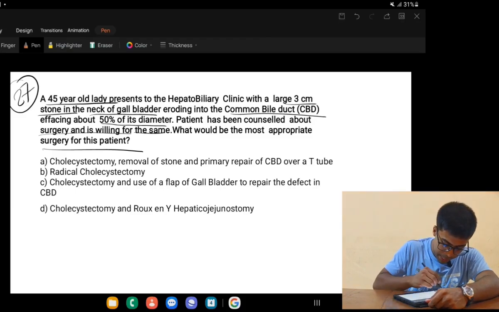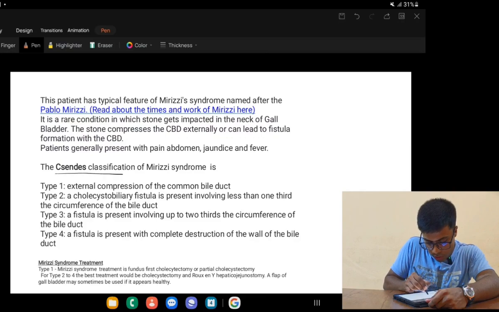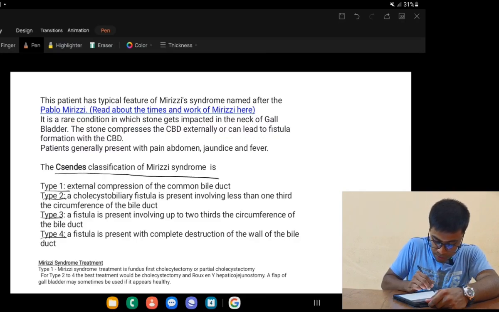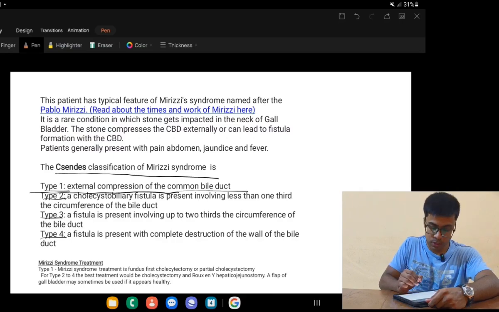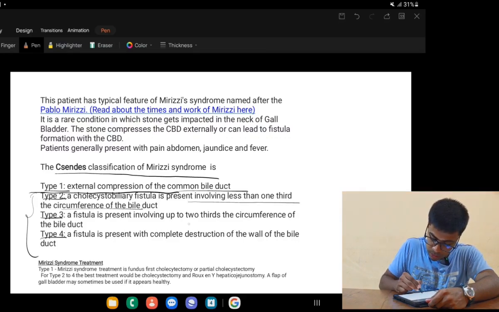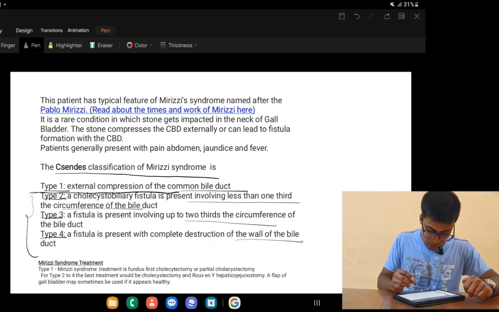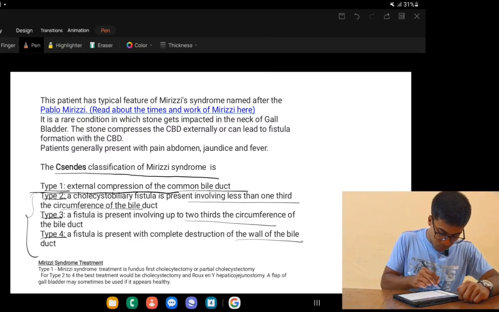So you should know the grading before solving this question. That is the Csendes classification of Mirizzi syndrome: type 1, type 2, type 3, and type 4. Type 1 is the only classification where external compression of the common bile duct happens, and the remaining involve less than 1/3 of the circumference, then 2/3, and destruction of the wall. So they will be destroying the wall. So Mirizzi type 1.